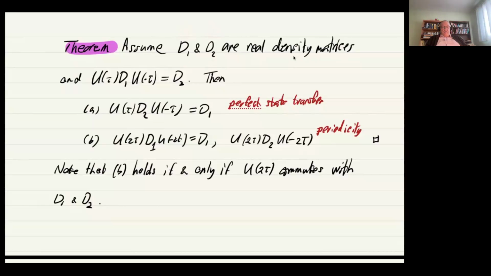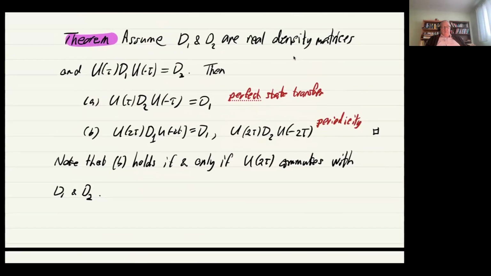Okay, in that case, if you get perfect state transfer, I've probably got a proof coming up now. If we get transfer from one real density to another, then we can call this perfect state transfer. And the other point is that the two states are periodic with time 2 tau. It's worth noting that this second condition holds if and only if U of 2 tau commutes with D1 and D2. And so it commutes with any linear combination of products of D1 and D2.